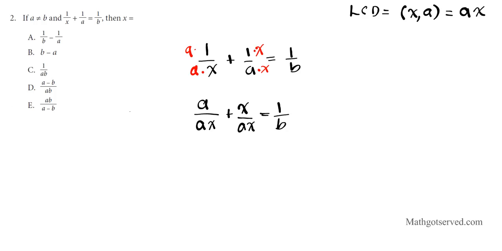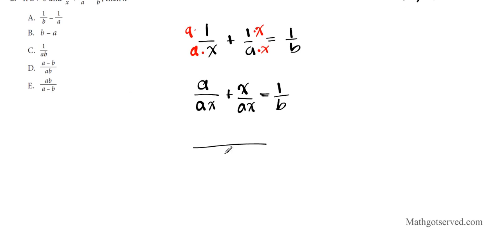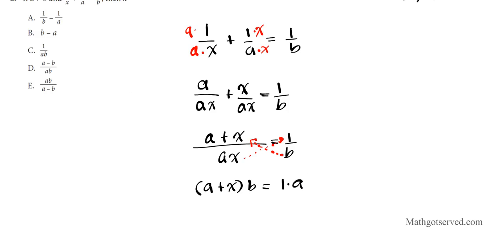Now that we have the same denominators on the left side, write it as a common denominator, a plus x over ax equals 1 over b. Now, I can get rid of the denominator by cross-multiplying. To cross-multiply, the bottom on the left gets multiplied by the top right, and then the bottom on the right gets multiplied by the top left. Okay, that's how you cross-multiply. So we're going to have a plus x multiplied by the denominator on the right, b, equals 1 times the denominator on the left, ax. Okay?